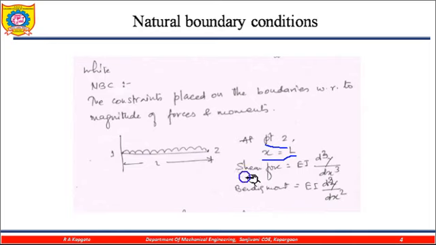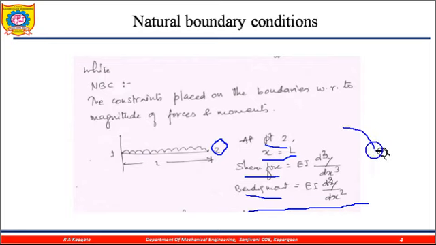L. If I apply the shear force, if the condition given is the shear force, that shear force is equal to EI d cube y by dx cube, or the bending moment. If these conditions are given at the point, then such types of conditions are called natural boundary conditions, because these are not sufficient to solve the problem.